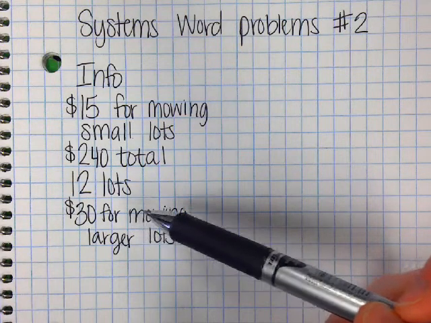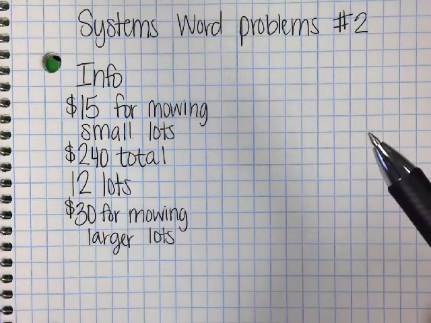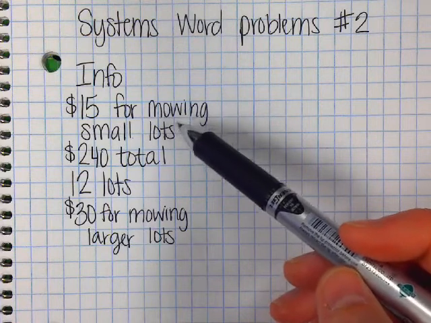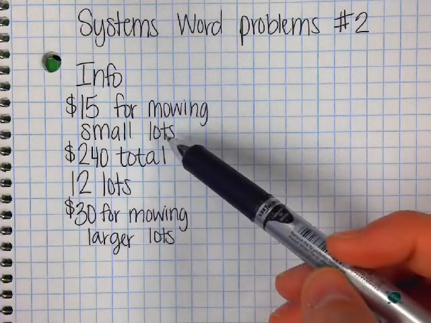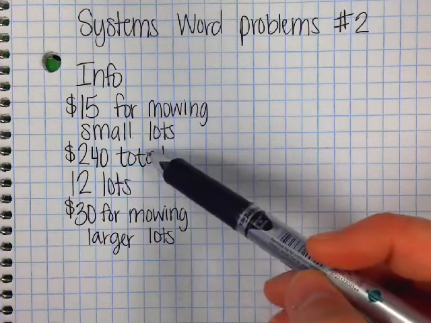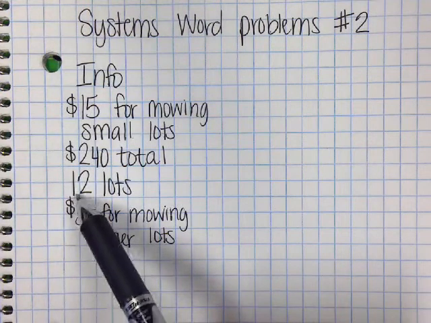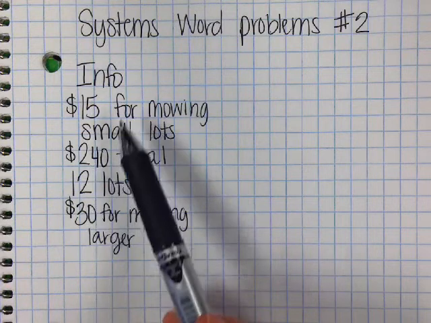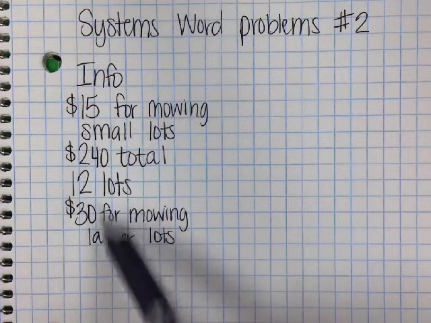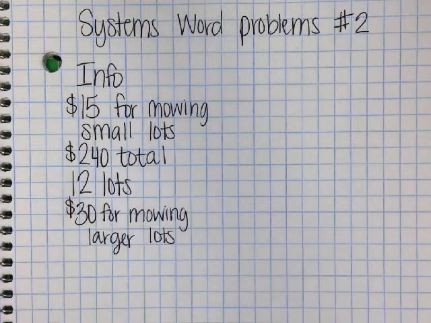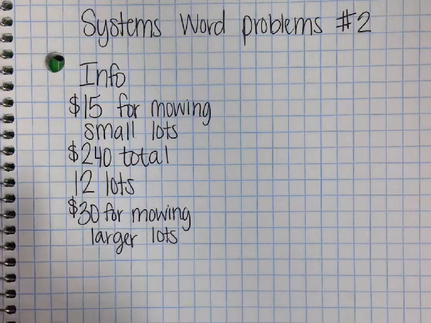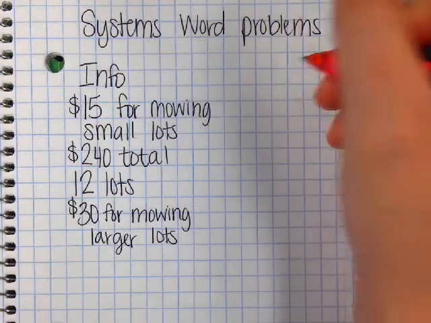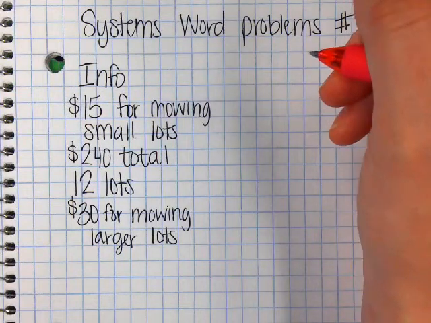So we're trying to figure out how many large lots did he mow and how many small lots. This is the information he knows. He knows he did 12 lots total. He made $240. That's how much money he has in his pocket. And then he knows how much he charges for the different types of lots. So when you are doing systems, you always have to identify the variable or what you're looking for and tell me, this is what x equals, this is what y equals.